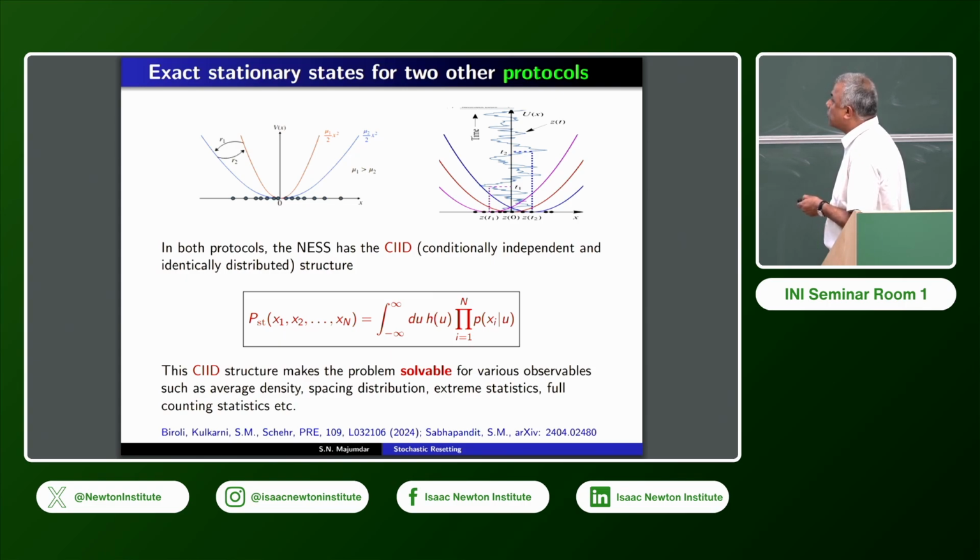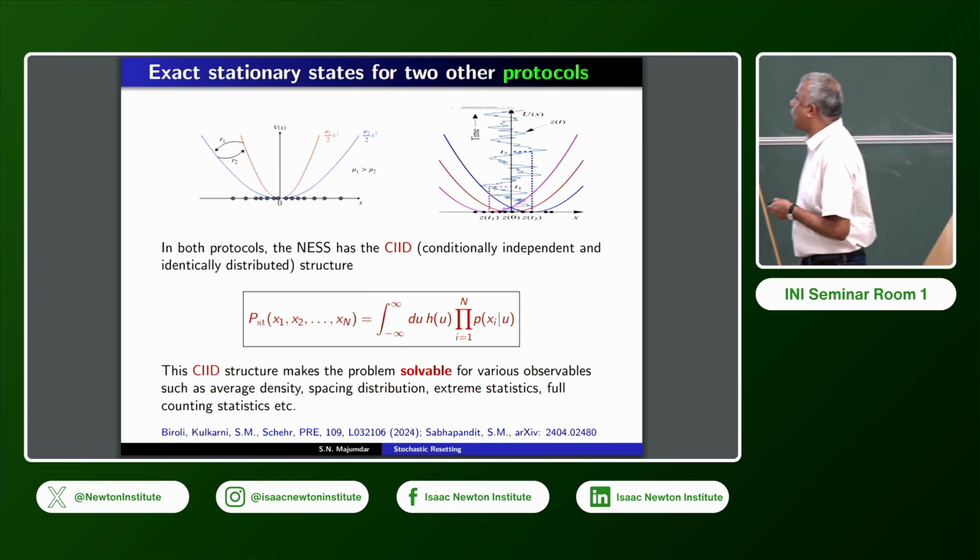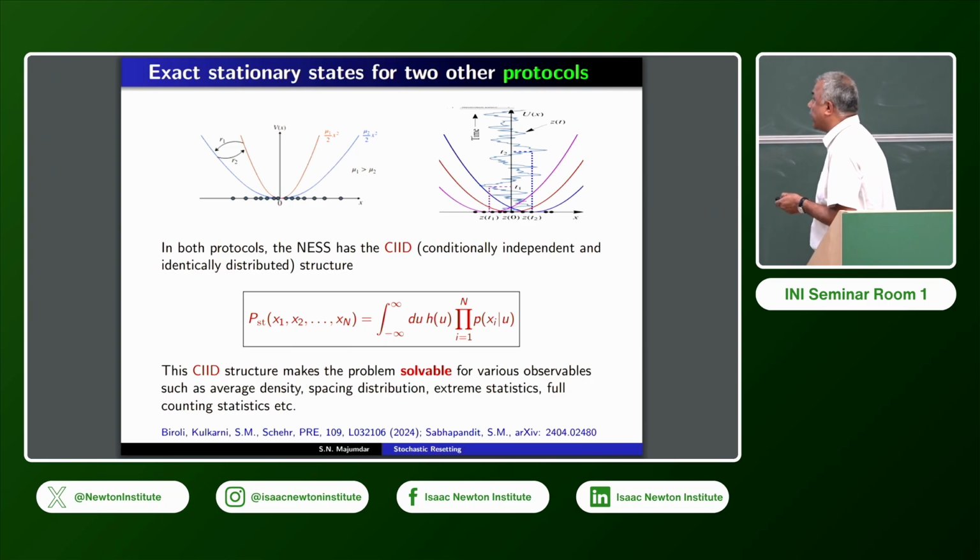That means essentially that inside there is a parameter u that they all share. I'm not showing you the details. Conditional on u, this is a totally IID structure. But then u is drawn from some distribution H of u that depends on the protocol, and which in these two cases you can compute explicitly. That leads to, again, a solvable but strongly correlated point process for any finite n.